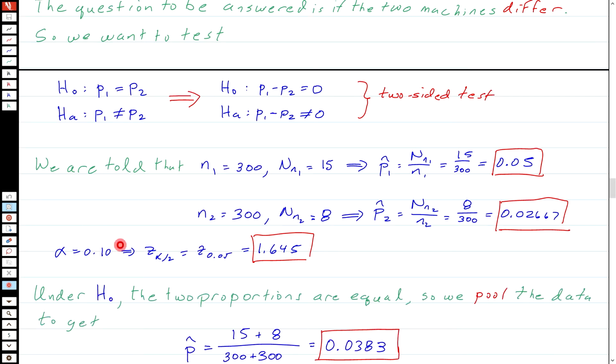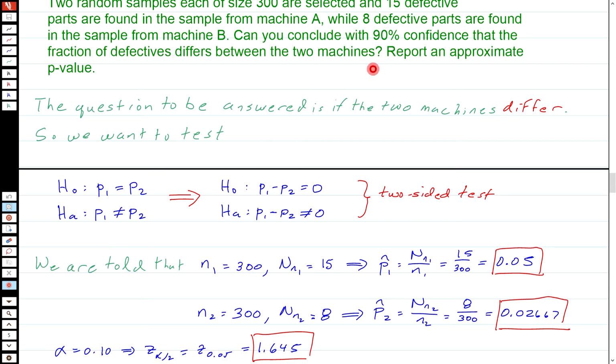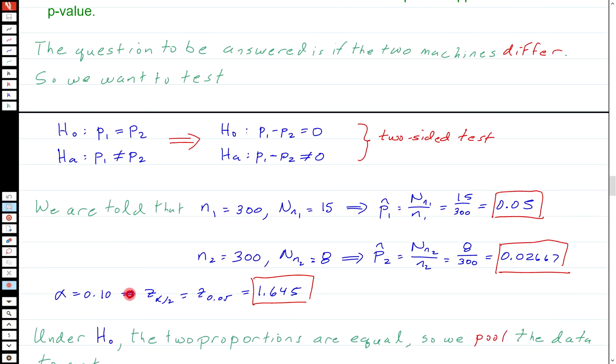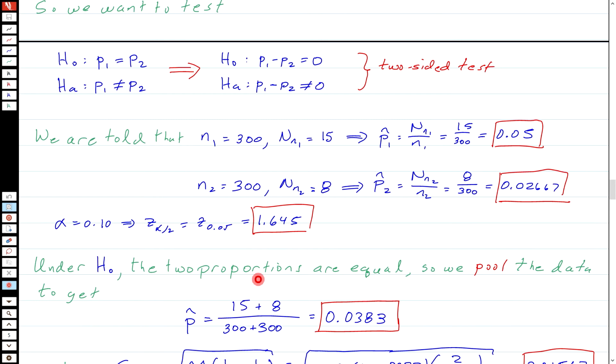Okay, alpha we're told is 0.1. That's 90% confidence. Alpha is 0.1. Two-sided test, so Z alpha by 2 is Z of 0.05, which is 1.645. Under the null, the two proportions are equal, so we pool the data to get the total number of successes, or total number of defectives in this case, 15 plus 8, divided by the total number of trials, in this case 600.